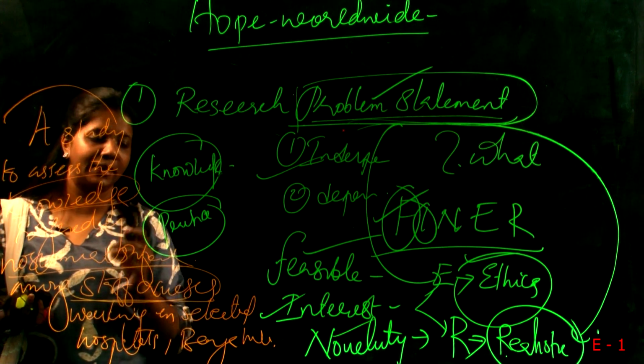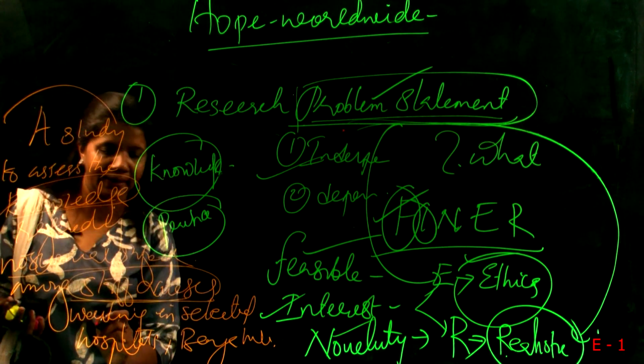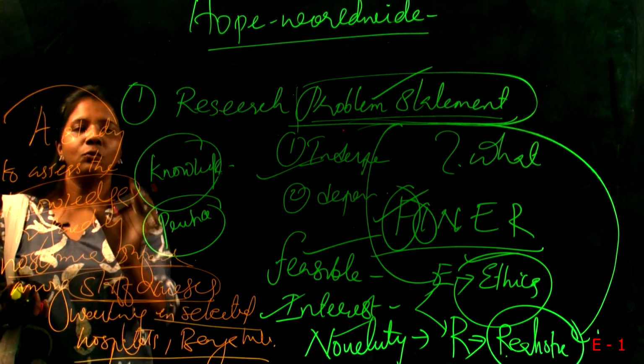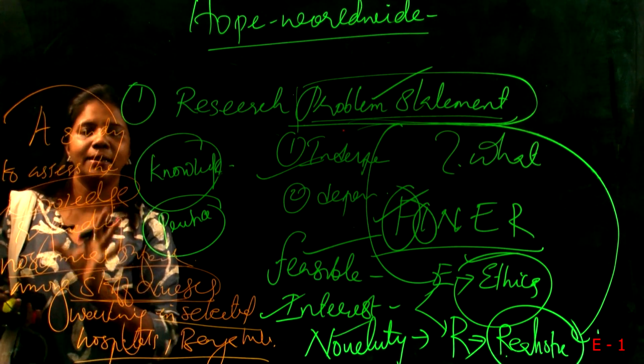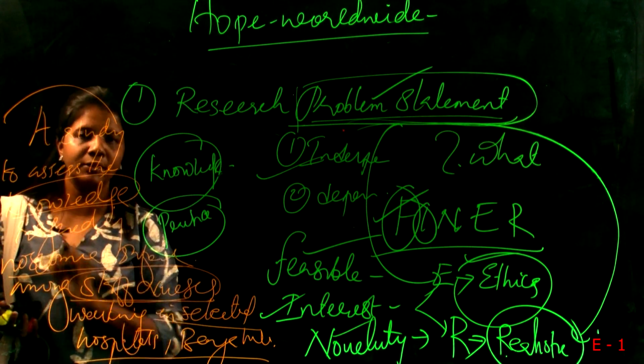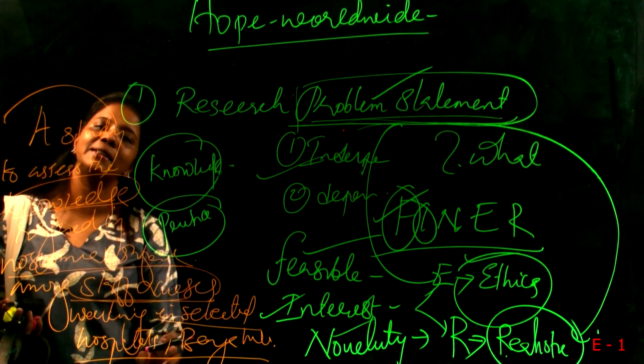Where is the setting of the study? Where are you going to conduct the study? Yes, selected hospitals, Bangalore, right? So what are the different parameters which are clear for a researcher? Variable of the study, topic of the study, subjects of the study, and setting of the study.